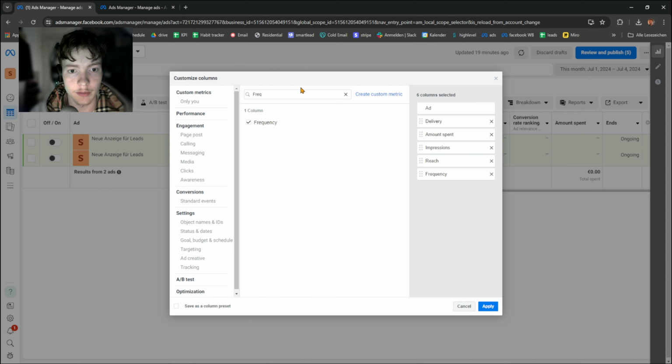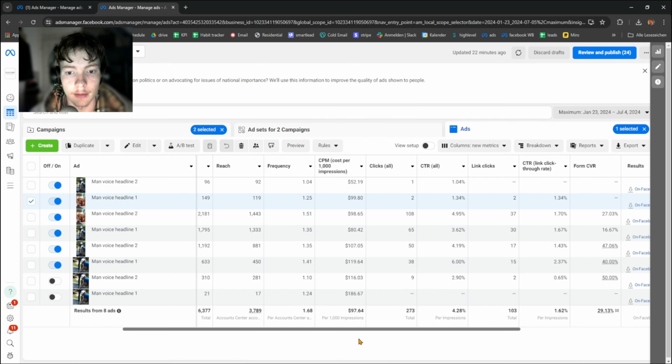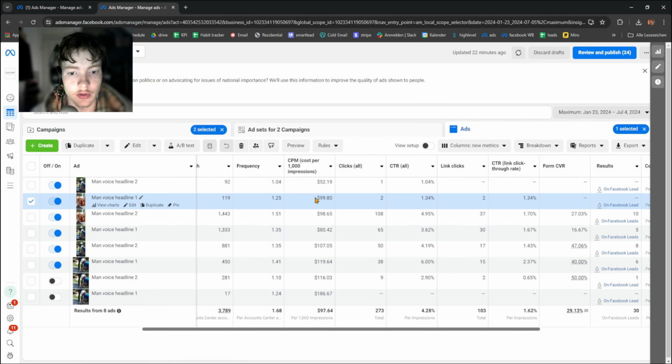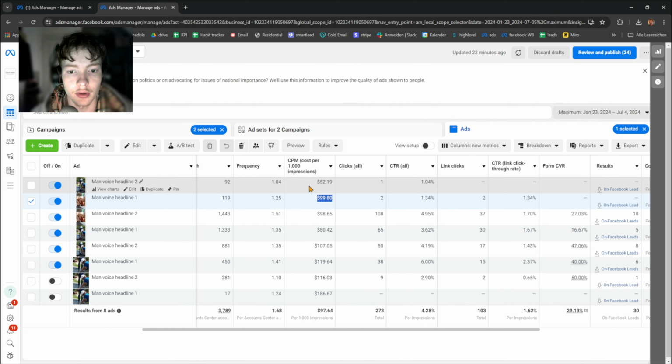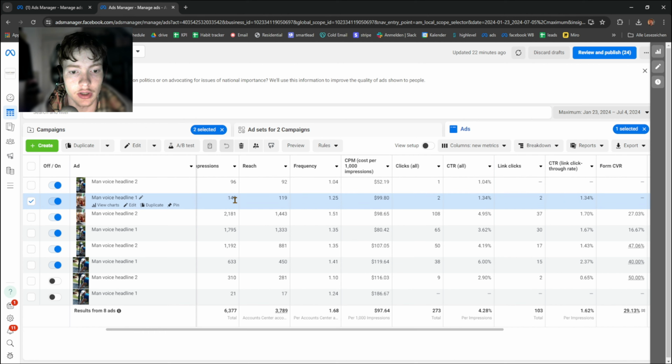Then we have the CPM, obviously extremely important. You should know what this means. This is the cost per mil, so cost per 1,000 impressions. Pretty basic. This is how much you pay per 1,000 impressions. I just told you what impressions are. So for 1,000 impressions in this ad, I pay $99, and this is on the high end.